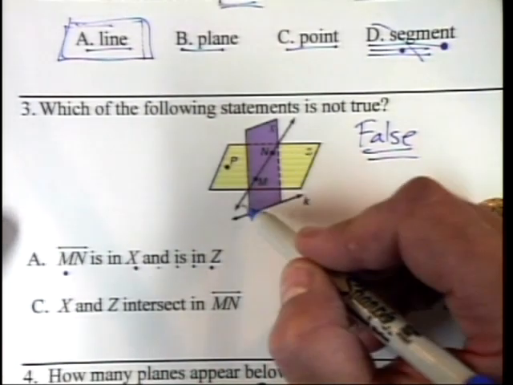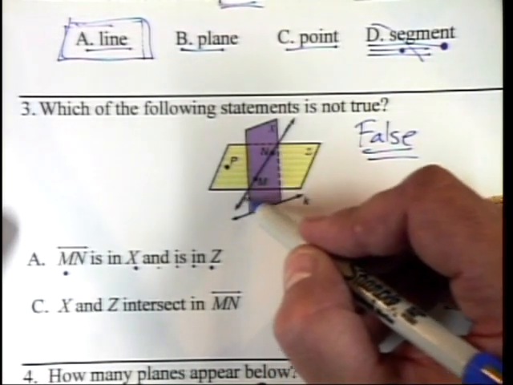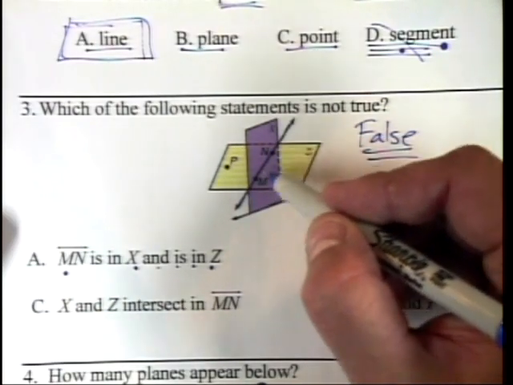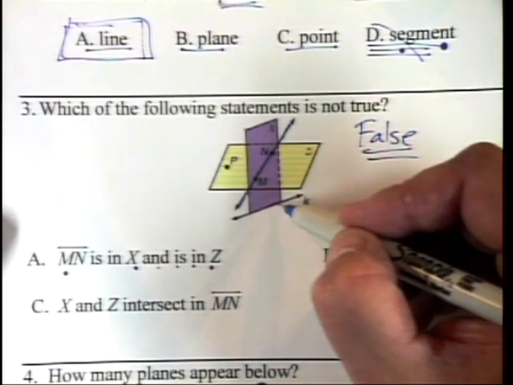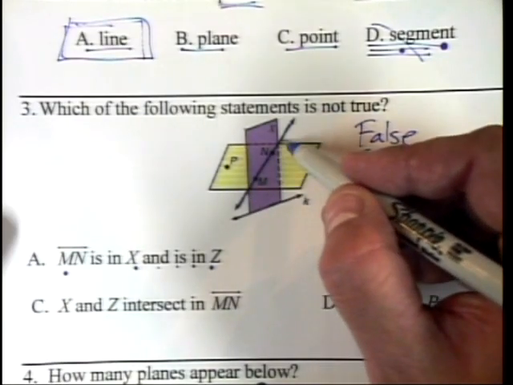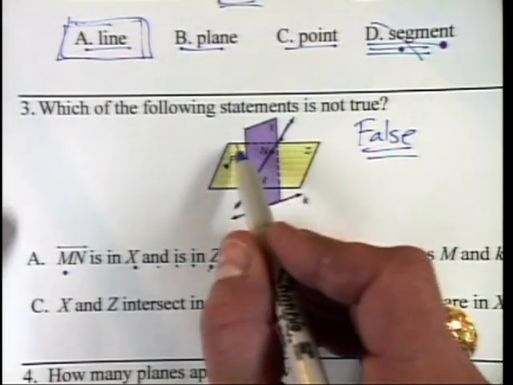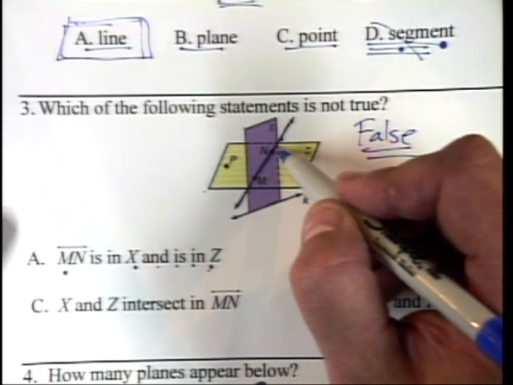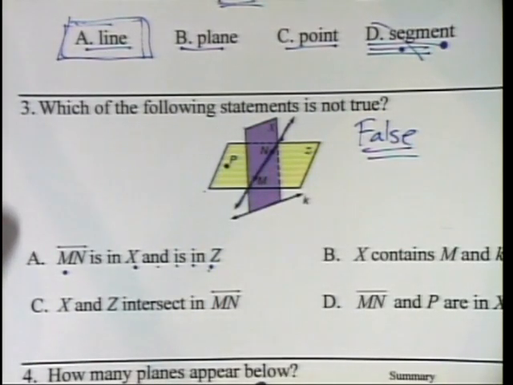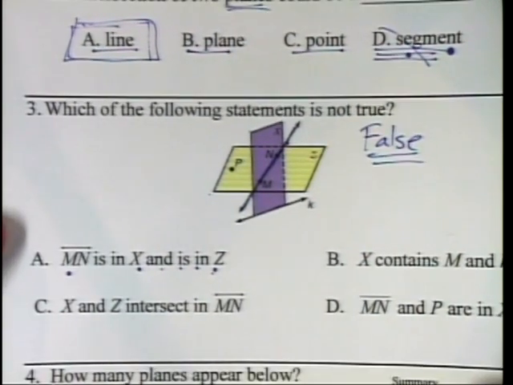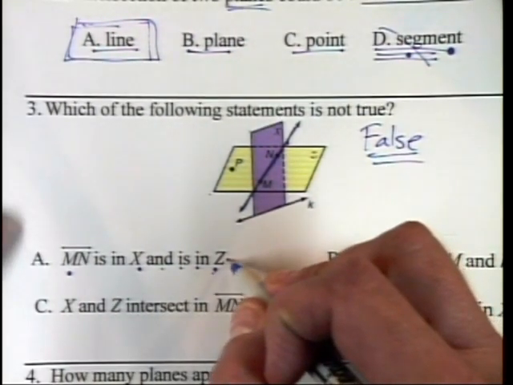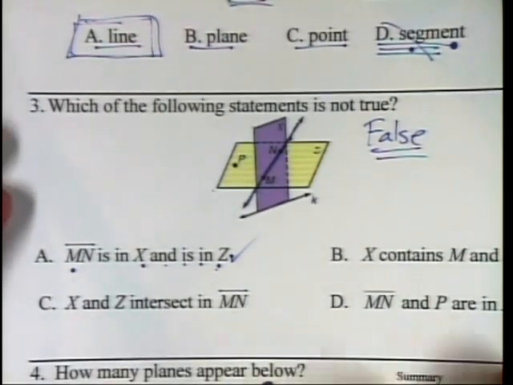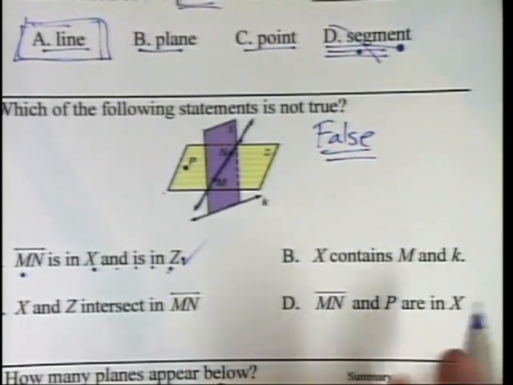Well, is that true? Here's line MN. Is it in plane X? Well, it appears to be running right through plane X. This is kind of like your wall, and this would be the line that runs along the wall where it meets the floor. Plane Z, then, would be the yellow plane, and it would be the floor. This line, MN, would appear to be in both planes. It's where they intersect. Okay, we established that on the previous example. So this one could be true. Unless I find another one that looks more false than that, I'm going to go ahead and count him as true. Let's go to B.